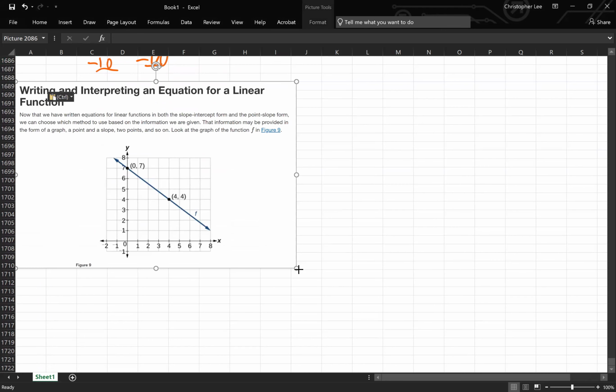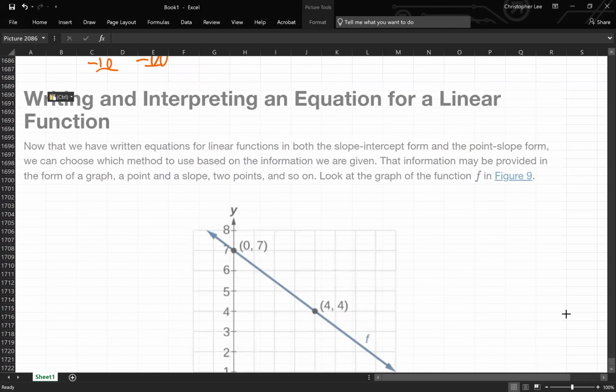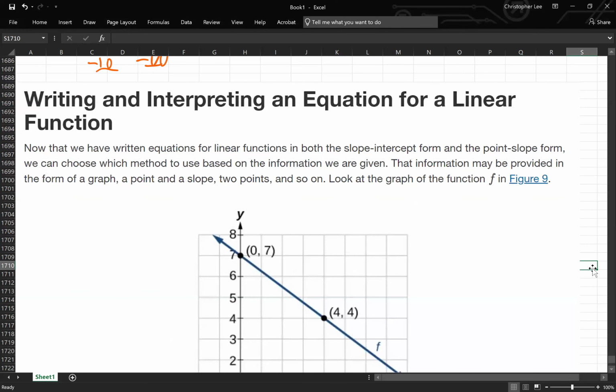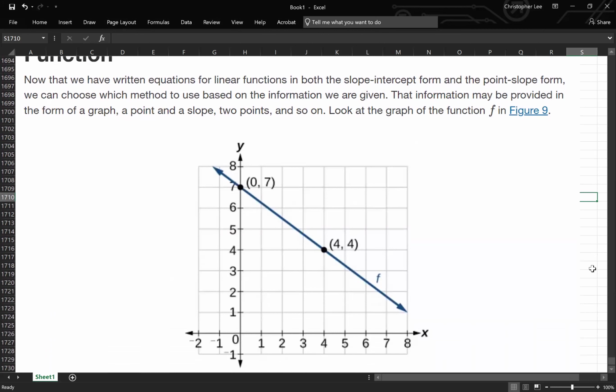So we're gonna be doing writing and interpreting an equation for a linear function. Now that we have written equations for linear functions in both the slope-intercept and the point-slope form, we can choose which method to use based on the information we are given. The information may be provided in the form of a graph, a point and a slope, 2 points, and so on. Here's a graph example. It has 2 points. Do the same thing.